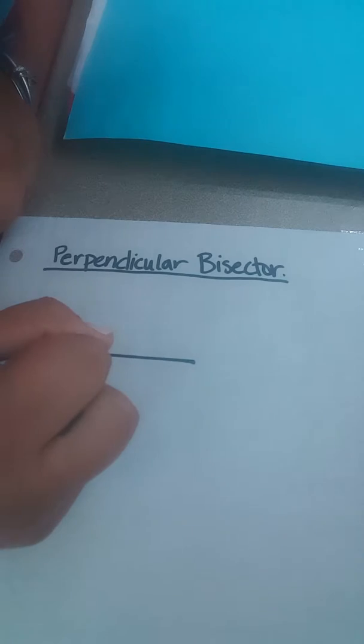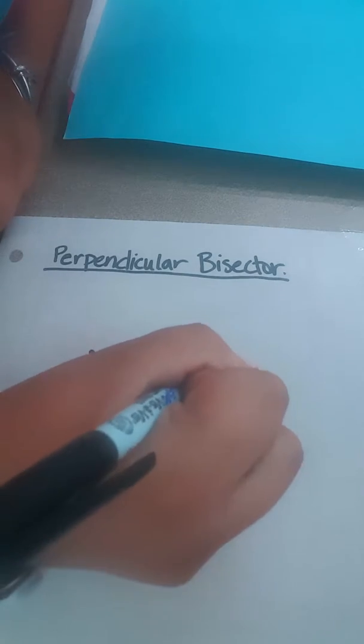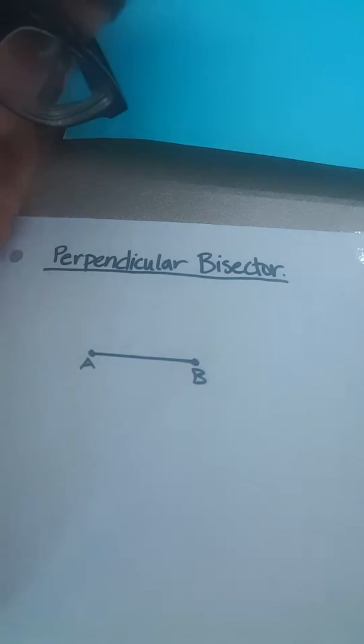Alright, so I'm going to call this line segment AB by labeling those points. Alright, I think you can see that.